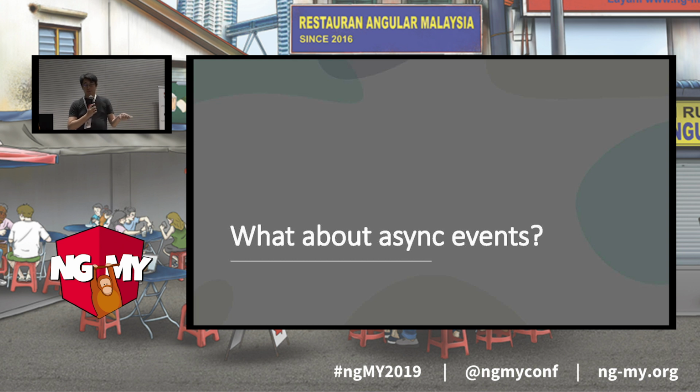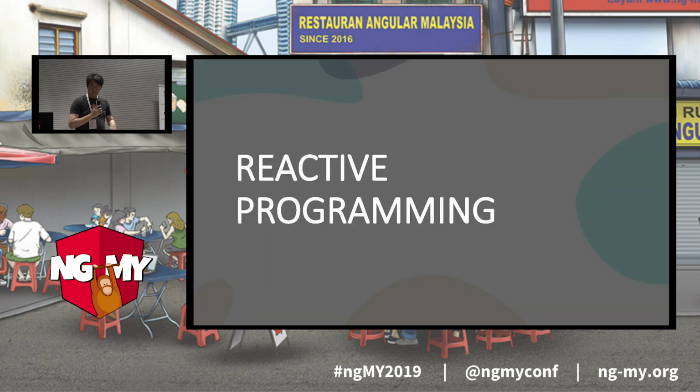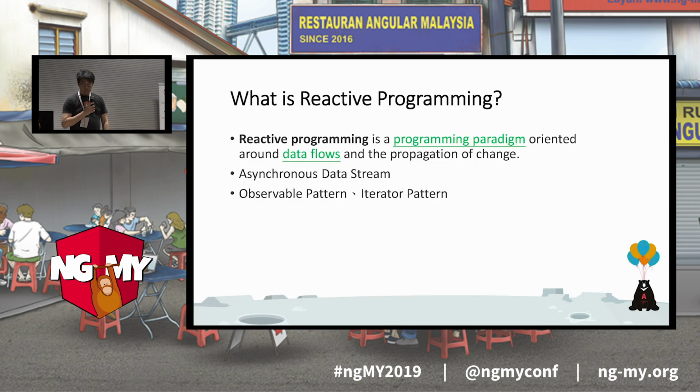Like HTTP calls, we have HttpClient. Then we have the forms module, where all kinds of value changes are in observables. So reactive programming is another way to manage how we handle async events. So what is reactive programming?